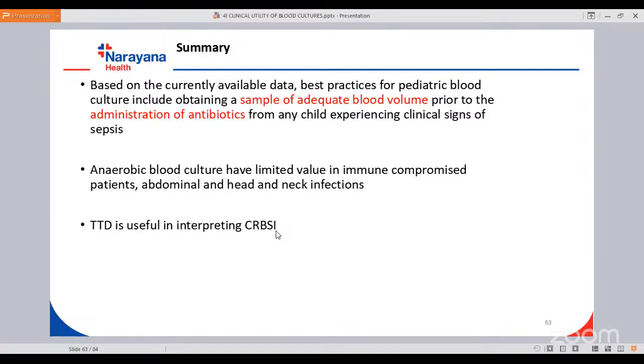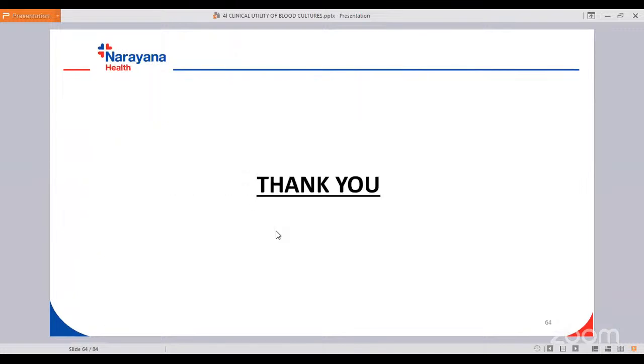That's the message I want to give. Send cultures before administering antibiotics in any patients who have clinical signs of sepsis and the entire list that I mentioned earlier. Anaerobic blood cultures have limited value in immunocompromised patients' abdominal, head, and neck infections. And time to detection helps you detect catheter-related bloodstream infections.